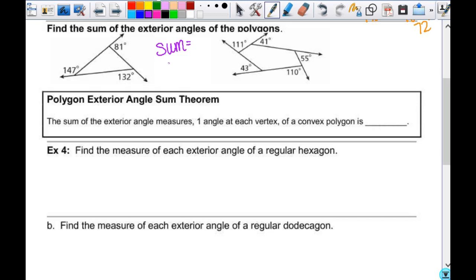You get 360. Okay, then just stop right there. All right, so since the sum of the exterior angles in that triangle is 360, what do you think for any polygon the relationship might be between the sum of the interior and the sum of the exterior?